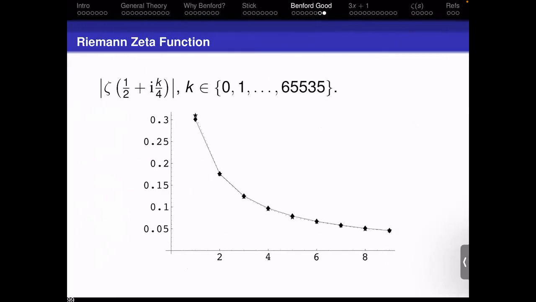So if we want to apply this, for example, to the Riemann zeta function, here is a plot of looking at around 65 values of the Riemann zeta function on the critical line 1/2 plus ik over 4. I can't remember if the star or the circle is the Riemann zeta function. I think the circle is Benford and the star is the Riemann zeta function, but the fit is so close it doesn't really make that much of a difference.